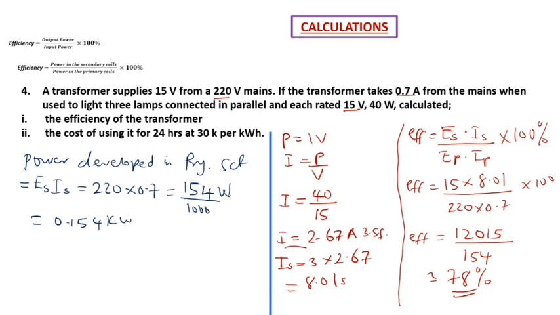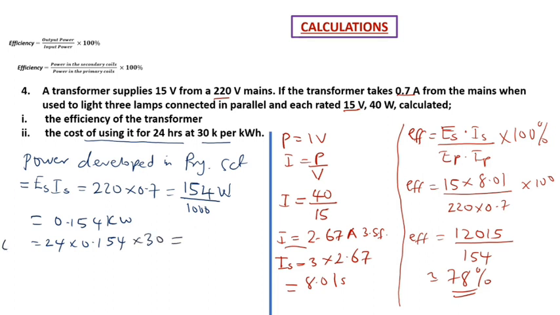kilowatts. Okay, so we want to calculate the cost of using it for 24 hours at 30 kobo per kilowatt hour. So we got 0.154 kilowatts. So for 24 hours, it's going to be 24 times 0.154 times 30 kobo. So that would be the cost.